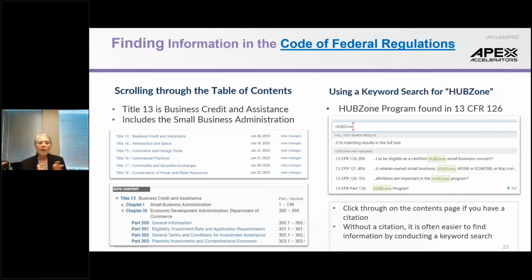And you may wonder, well, why do I want to know this stuff? This is not the FAR. Well, not everything that you will see in your solicitations is completely covered in the FAR except by reference. So frequently the FAR will refer to the Code of Federal Regulations. Remember, the FAR is in Title 48, but some things will refer you back to Title 13.